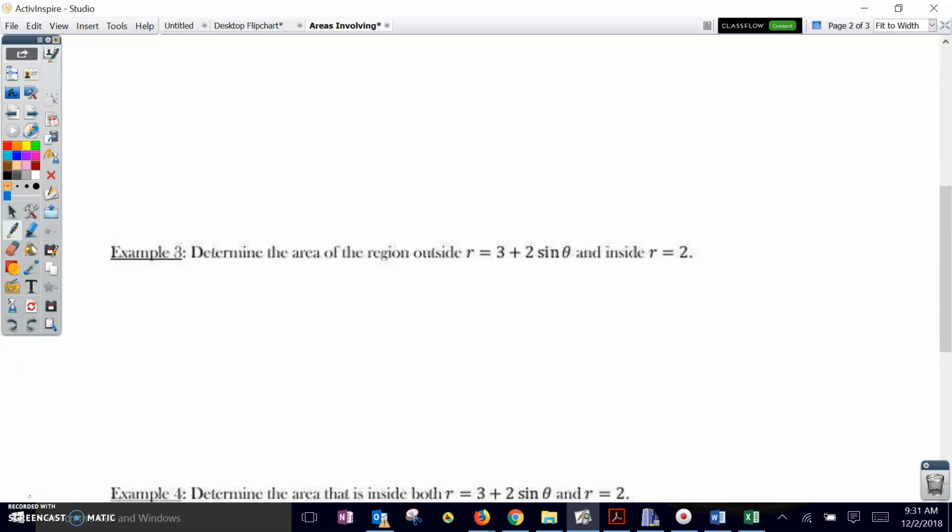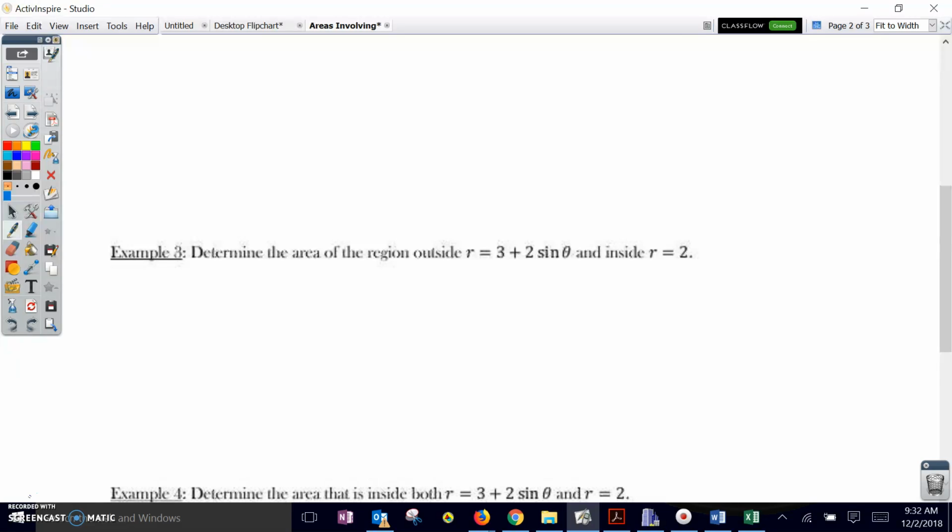Alright, welcome back everybody. In this video we're going to look at examples 3 and 4 from the areas involving polar curves lesson. We'll start with example 3. We're going to determine the area of the region outside of the curve r equals 3 plus 2 sine of theta and inside of the curve r equals 2.